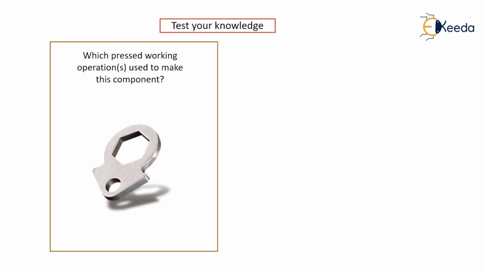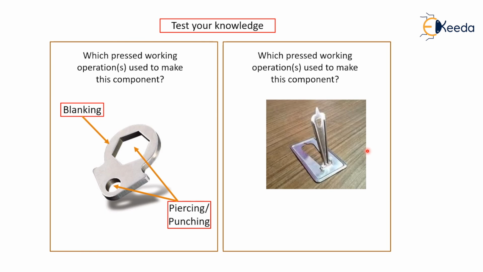Got it? Yes. The outer shape, or all these edges, is processed in blanking operation, whereas this hole and this hexagonal hole are produced in punching or piercing operation. Very good.